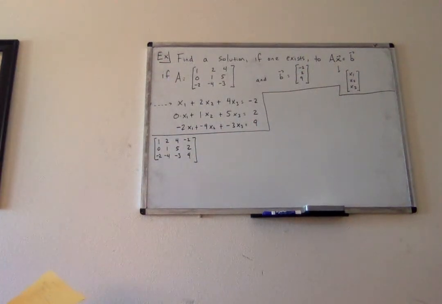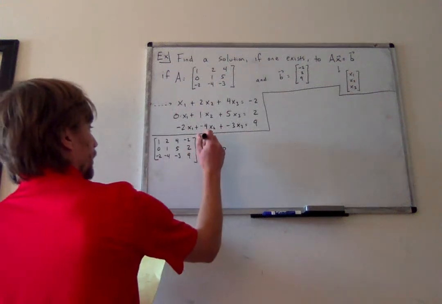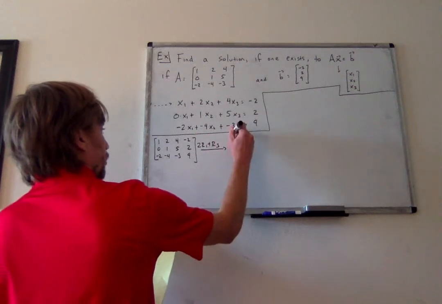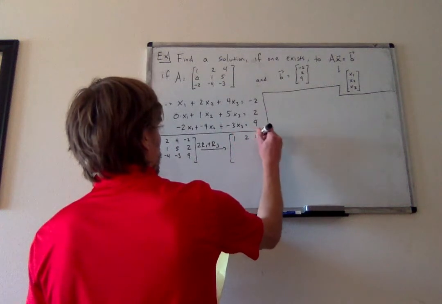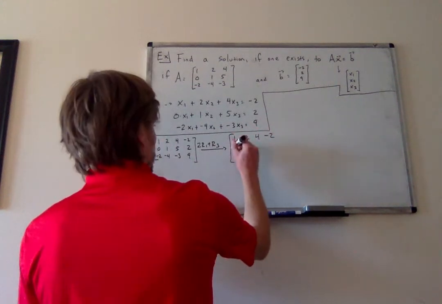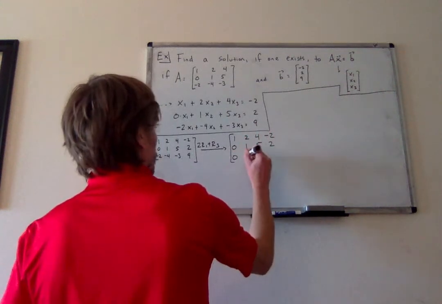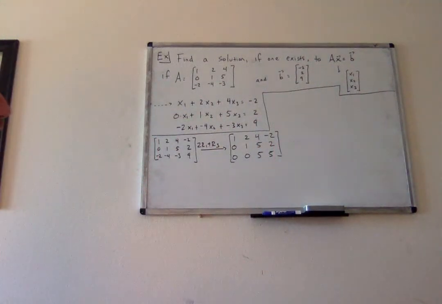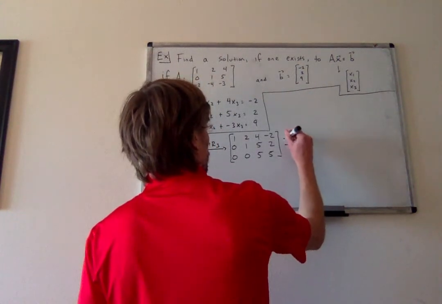All right, so first thing I'm going to do, I want to start with this 1 and clear out all of the entries below. So I'm going to do 2 row 1 plus row 3, and this is going to replace row 3. So that gets me the following matrix. Next, I'm going to divide through in row 3 by 5.